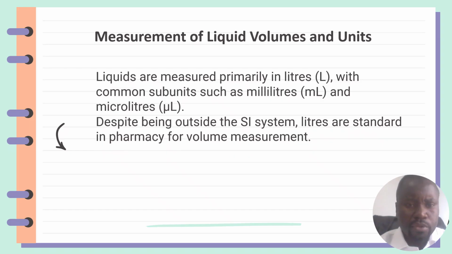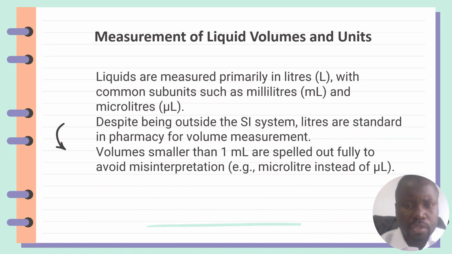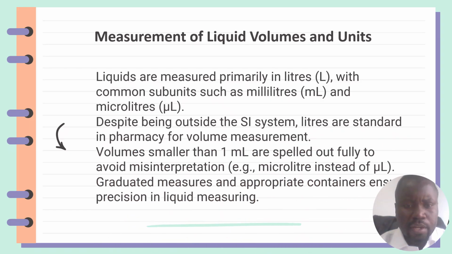So that we avoid dosing errors. Graduated measures like the measuring cylinders, the conical flask, and all those that are graduated, meaning they have levels indicating how much volume you will have reached, are very, very important, and you have to learn to be comfortable with how to use them. And appropriate containers, as we are saying, have to be used to ensure precision in liquid measuring.